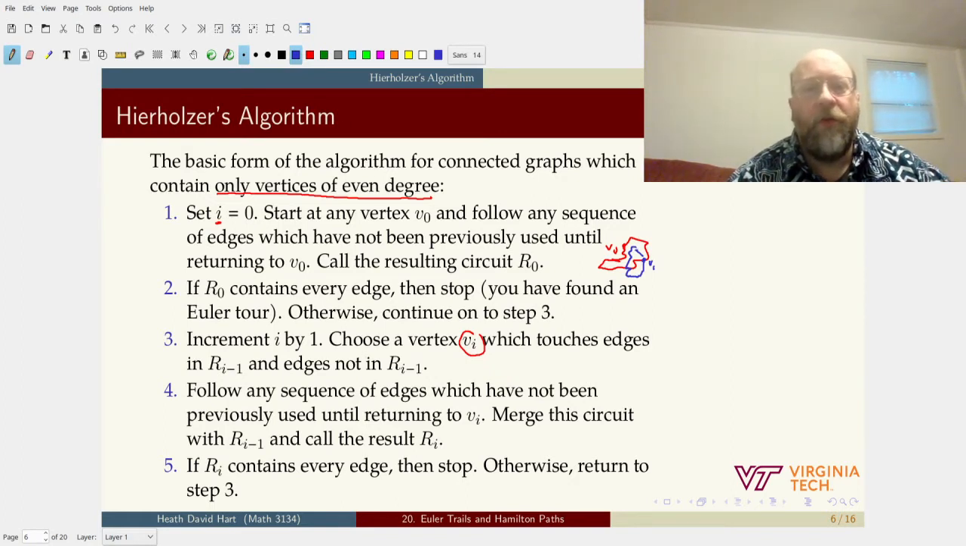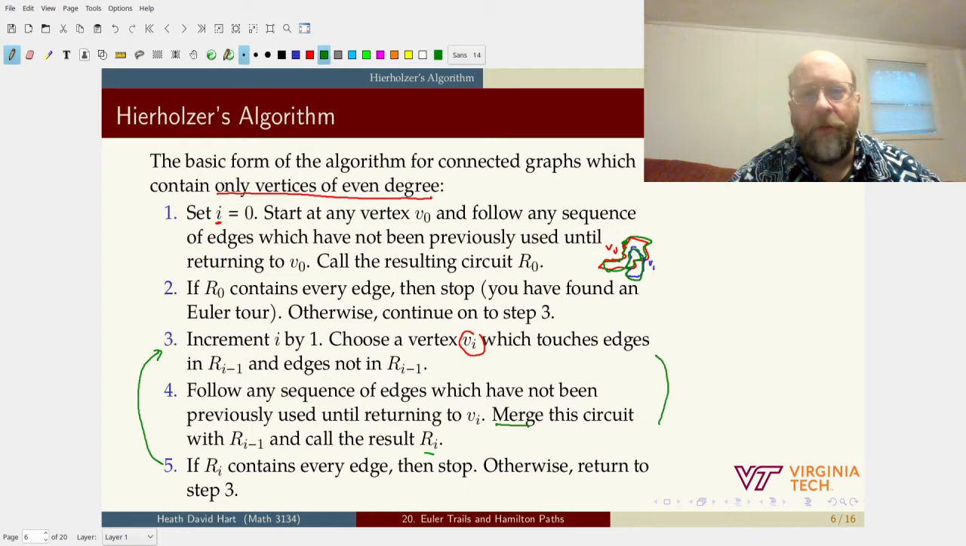And then what we will do is merge that circuit with the other one. When I say merge it, let me find my pen again here. What I'm saying is we'll start at V0, go around until we get to V1, then we'll follow V1 around, and then we come back and we follow V0. So that now we have a larger circuit that starts and ends at V0 that incorporates the new circuit we found at V1. When we merge these together, we'll call that now R sub i. This is now our R1. Well, if that contains every edge, then stop. And if not, we just go back to step 3.